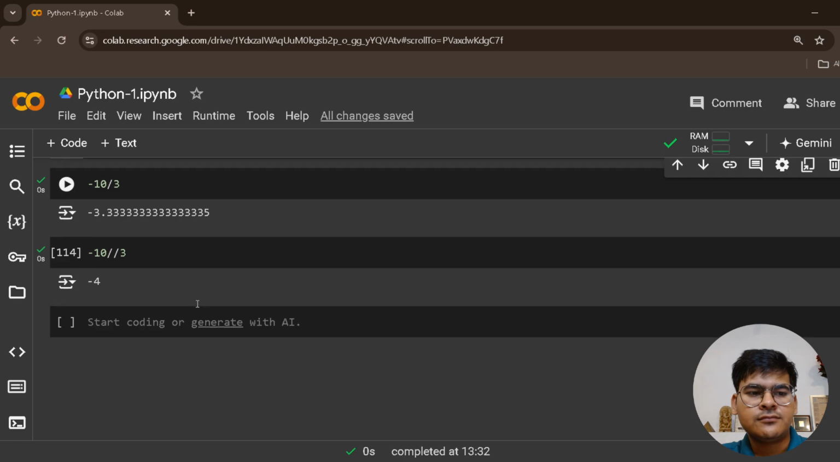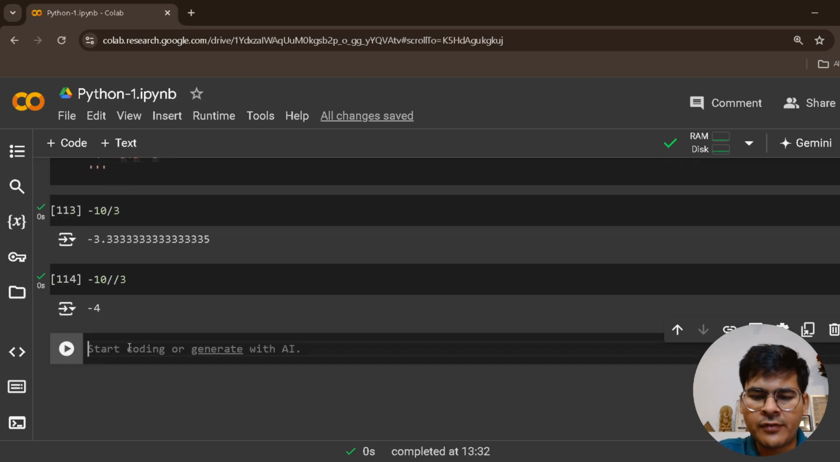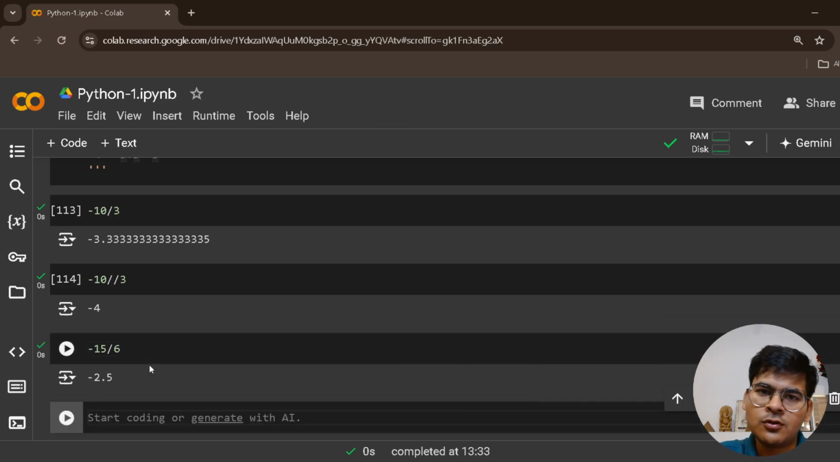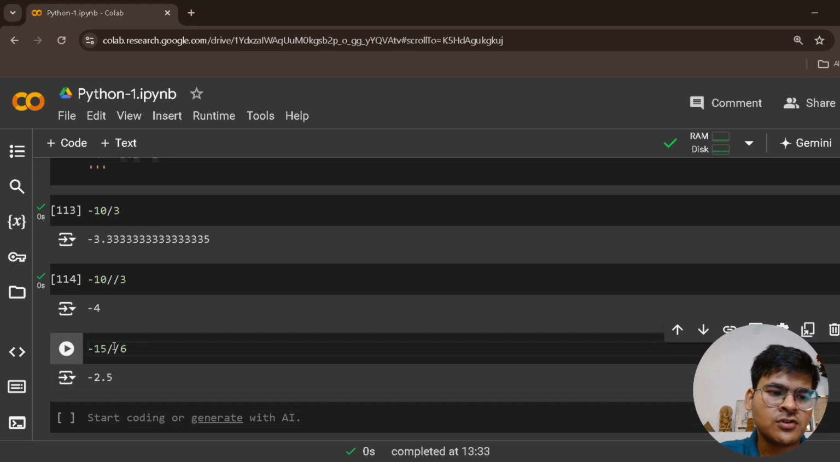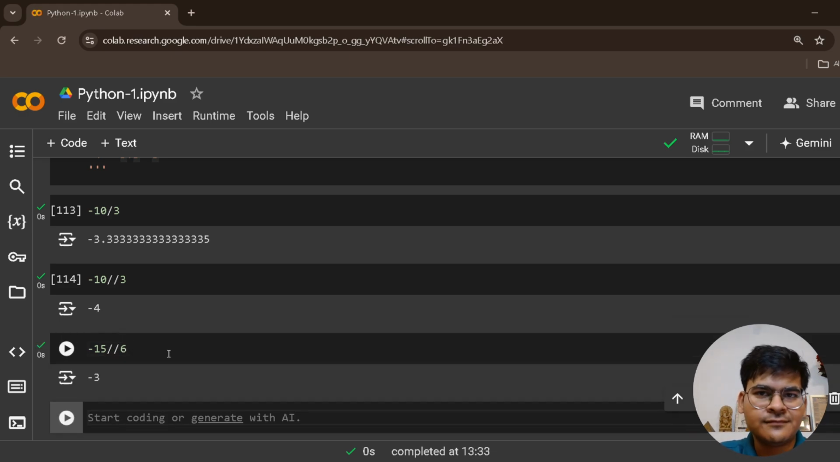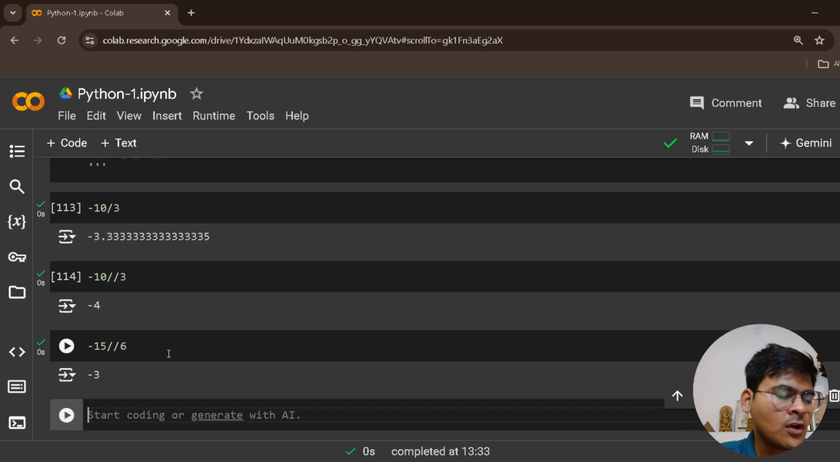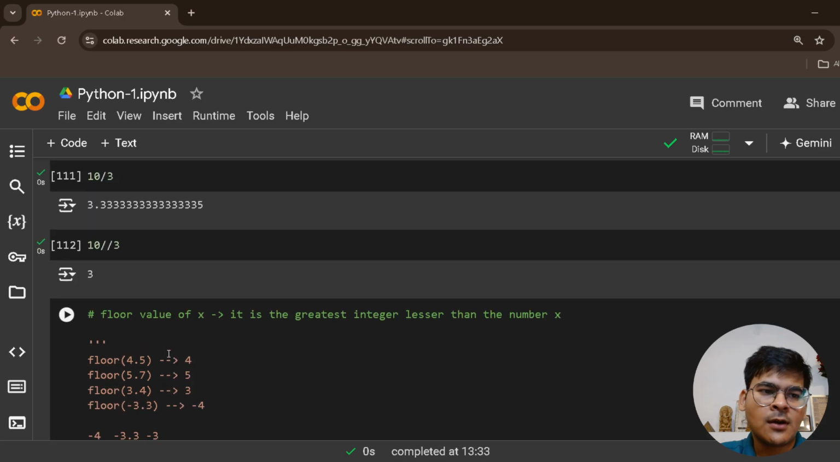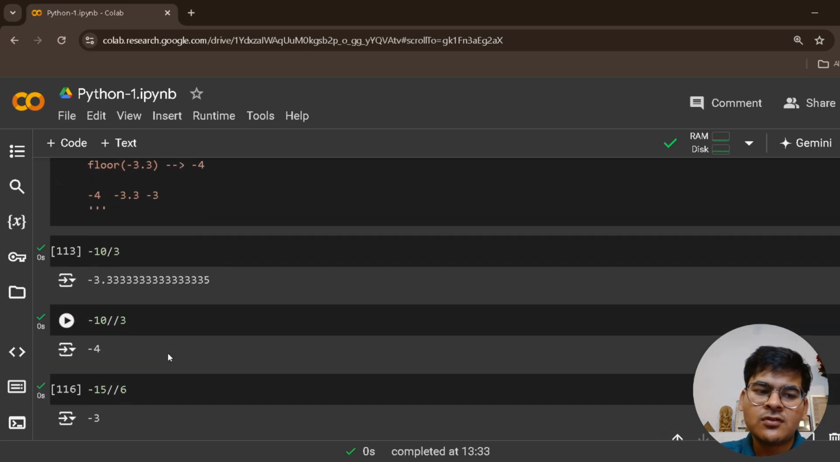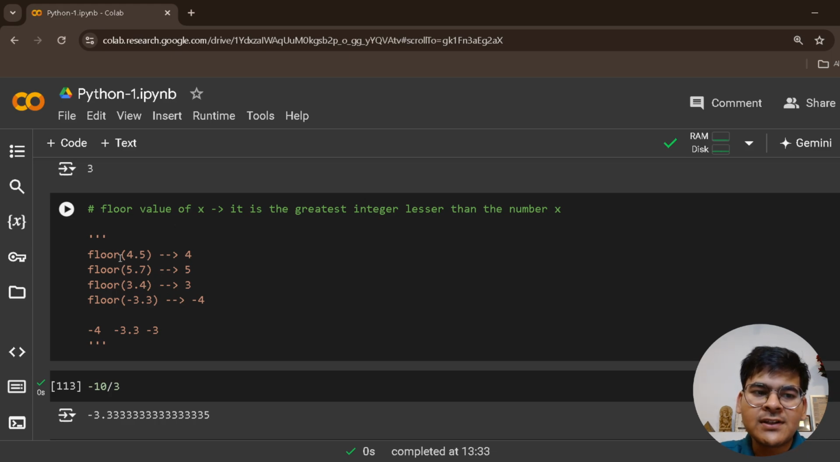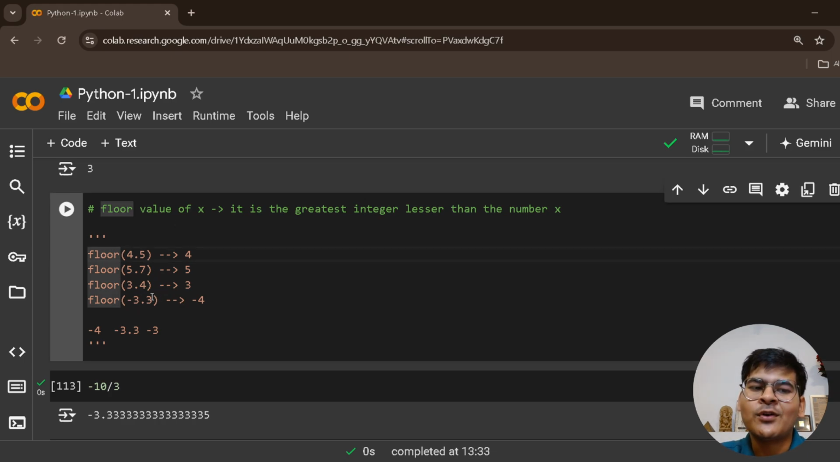Okay, so just as a practice, if I do minus, let's say, 15 divided by 6, so 6 2s are 12. So this will be minus 2 point something, and minus 2.5 will result in, sorry, this is double division, so minus 2.5 will result in minus 3. Okay, the floor value. So yeah, this is about your floor division operator. Keep practicing this. Again, I told you there's a common misconception. People think that it is always the integer part, so they will take minus 3.3 as minus 3, which is wrong. Very, very common misconception among industry people as well. Okay, so hope you have learned it.